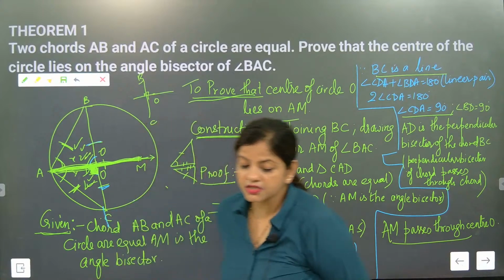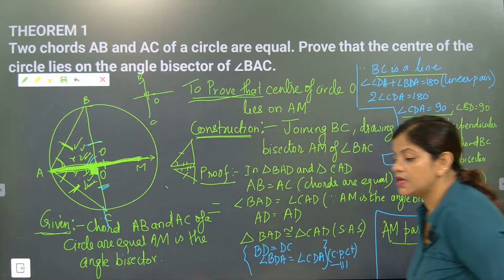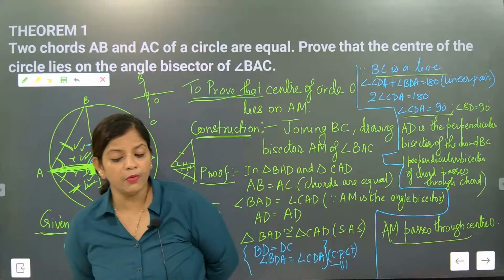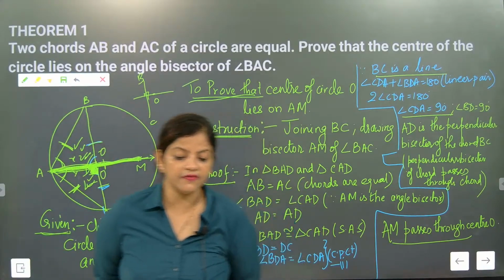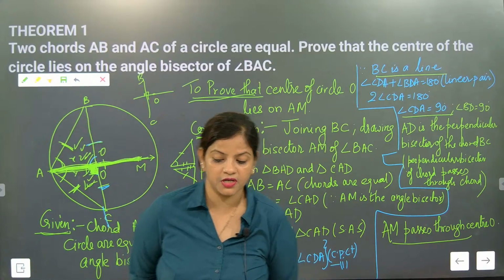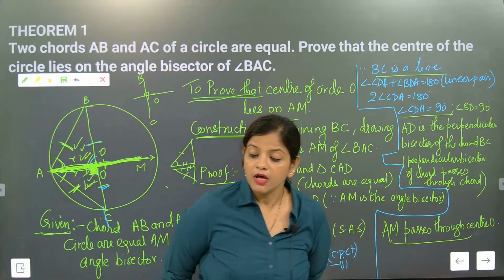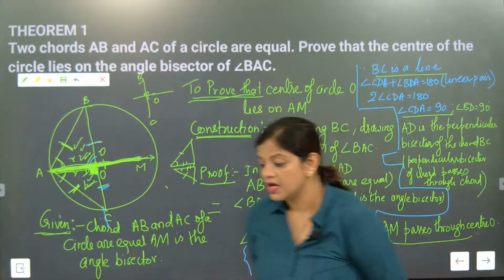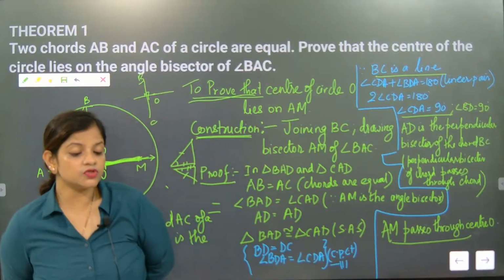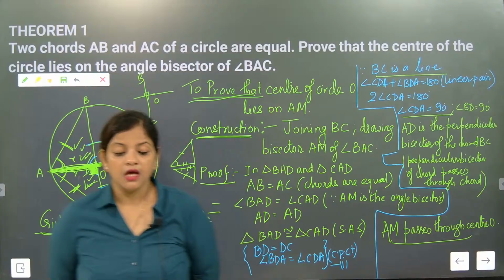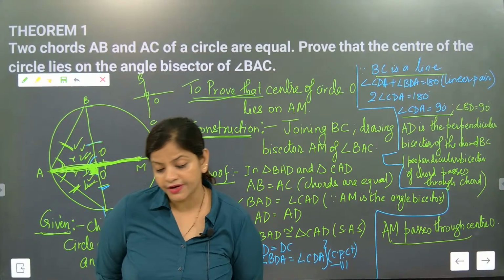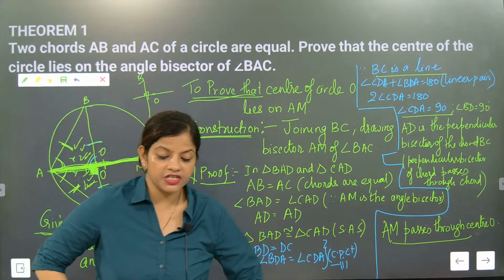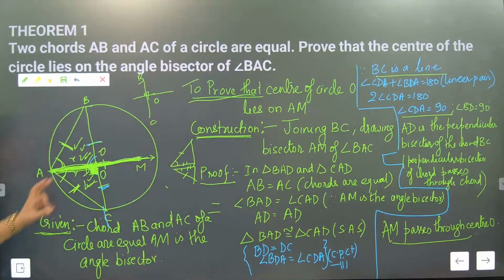Very good, beta. So this is indeed a very important part of circles, and this is a very important theorem for any competitive level. Because for competitive exams, they will never ask you to prove this question. But what they will do is ask this sort of question: the angle bisector of two equal chords, are they passing through the center or not? So this is the most important part. Now we will go for the next part.